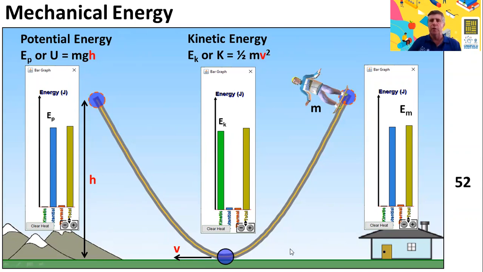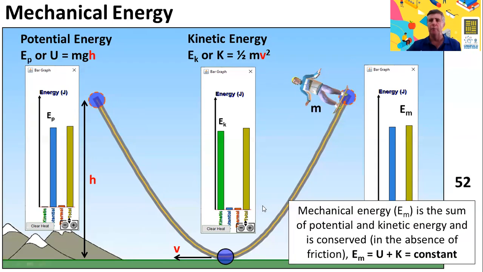So velocity is very important in calculating kinetic energy because we're squaring it. A small increase in velocity leads to a large increase in kinetic energy. If you double your speed in a car, your kinetic energy becomes 4 times as much. That's a good reason to obey the speed limit.